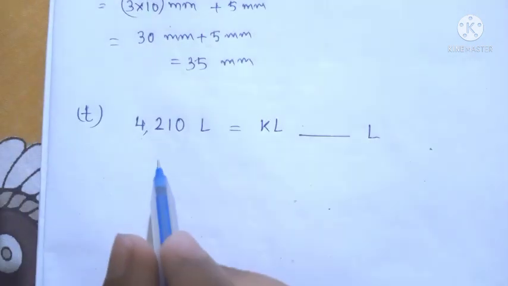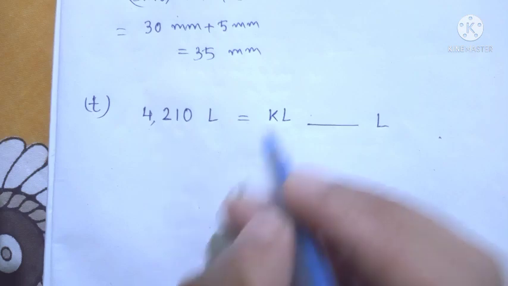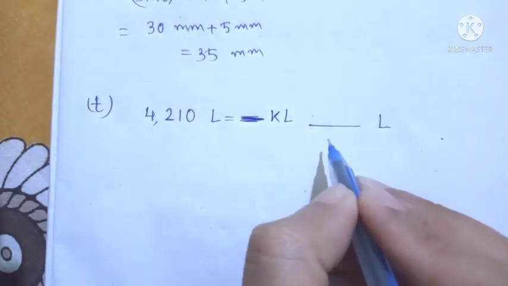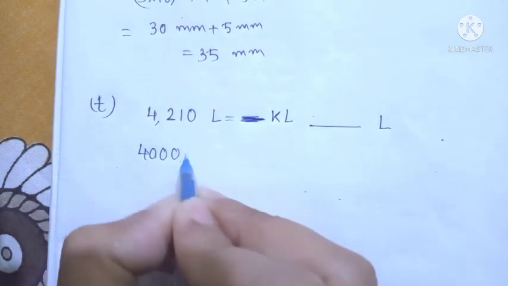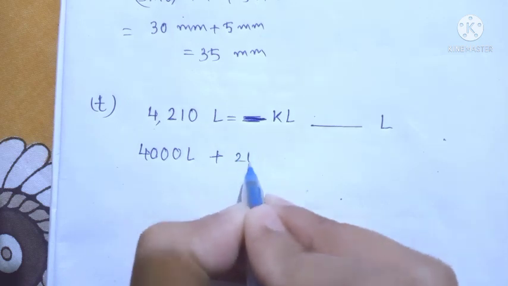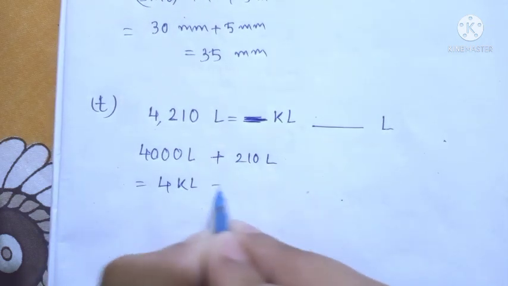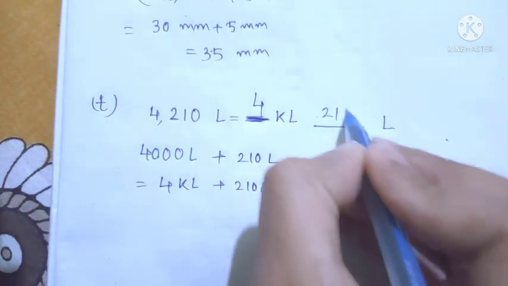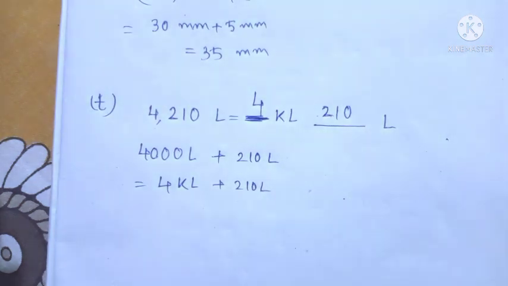Now the last problem, 4210 liter equal to dash kiloliter and dash liter. We can write 4000 liter plus 210 liter. So 4000 liter means 4 kiloliter, so 4 kiloliter and 210 liter. This is the answer. So this much.